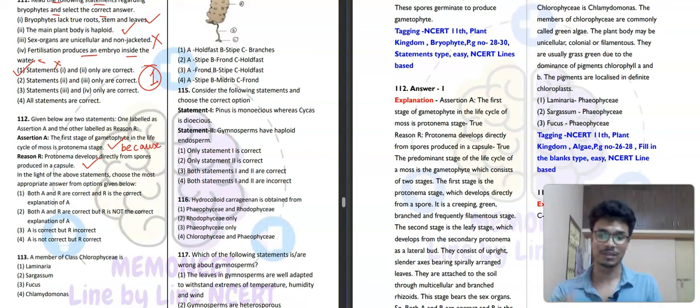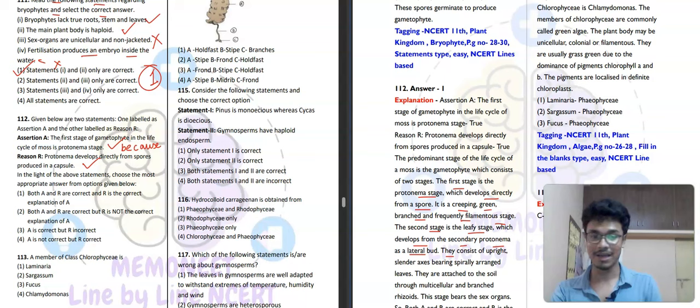Now we will read the explanation. Assertion and reason both are correct. The first stage is the protonema stage, which is developed directly from a spore, and it is creeping, green, branched and frequently filamentous. The second stage is the leafy stage, which develops from the secondary protonema as a lateral bud.